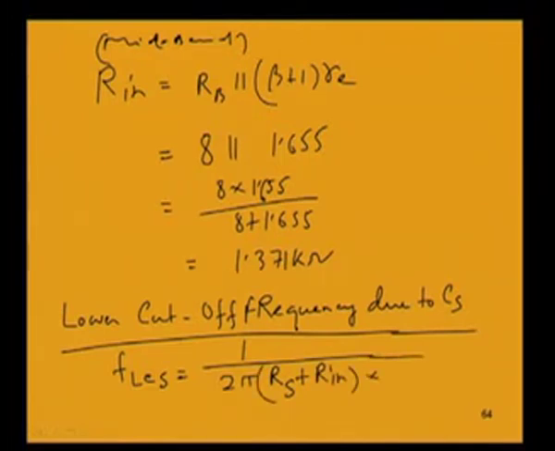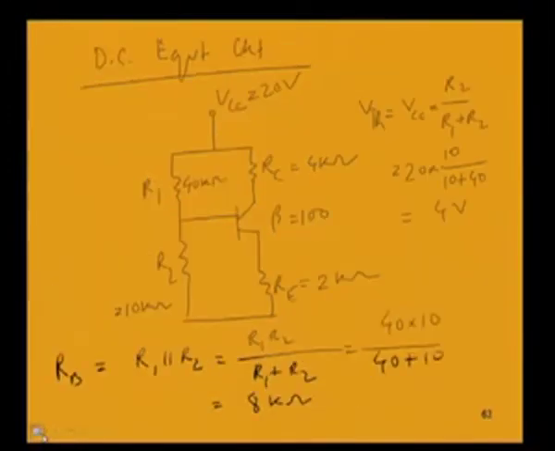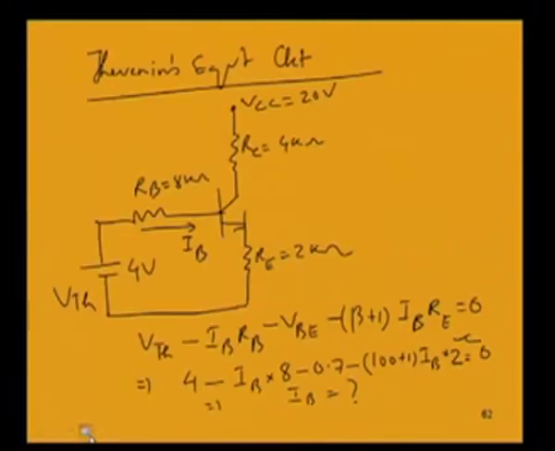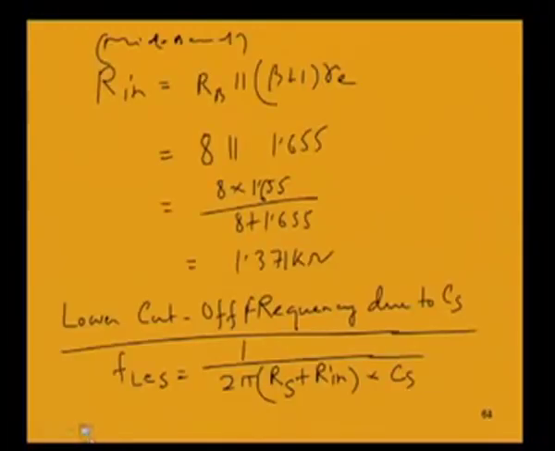into Cs, because the effective resistance as looked by the capacitor Cs, this is the capacitor Cs. So what will be the effective resistance? That is Rin plus Rs. From this side if we look into it, it will be Rs plus this Rin. So what will be this value? That value we can find out.